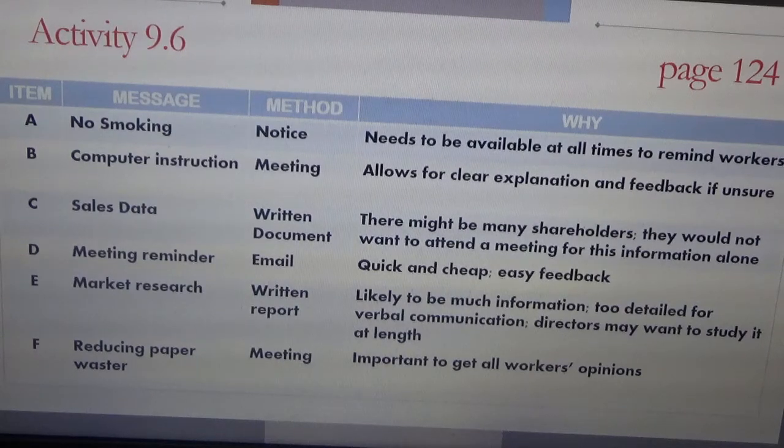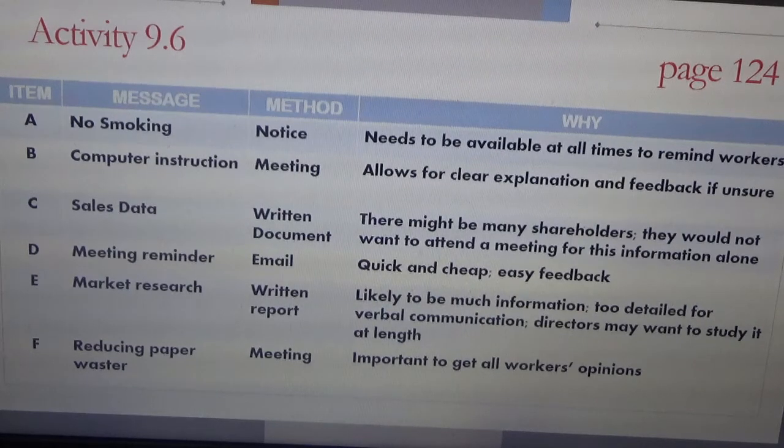Activity 9.6 is about trying to find what kind of message we may prepare for each situation given, A to M. What kind of method may we apply, and why did we choose such? Okay, now which communication method might be most appropriate for the following messages? Justify your answer in each case.